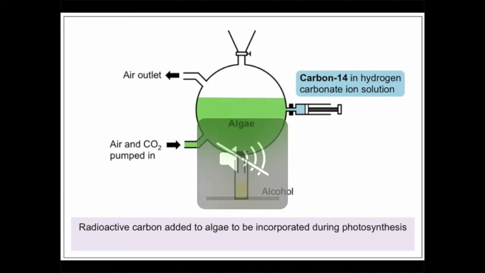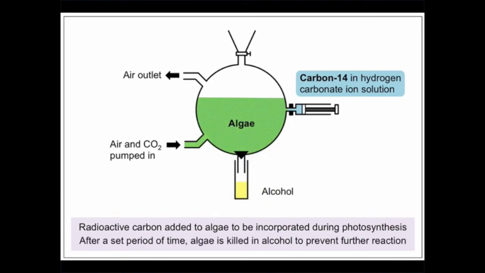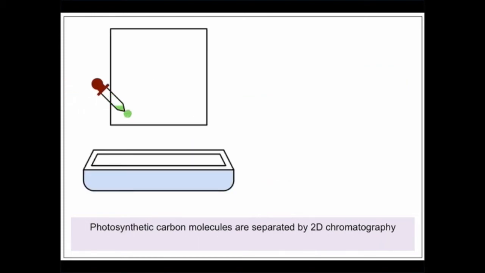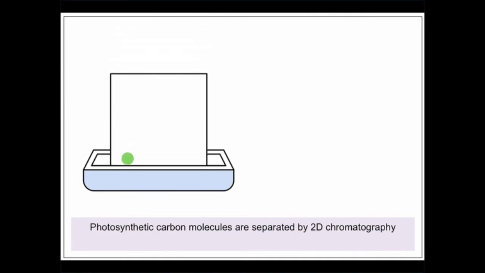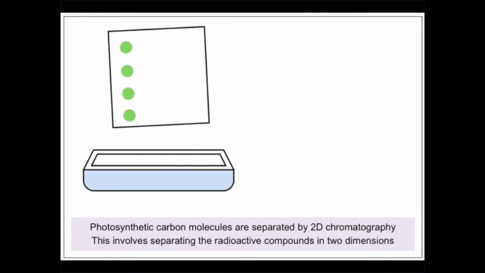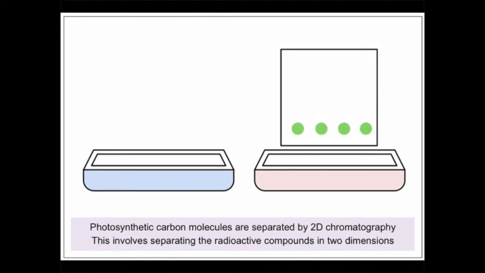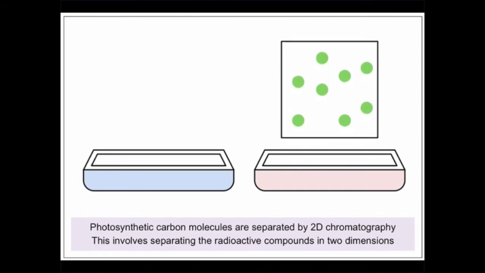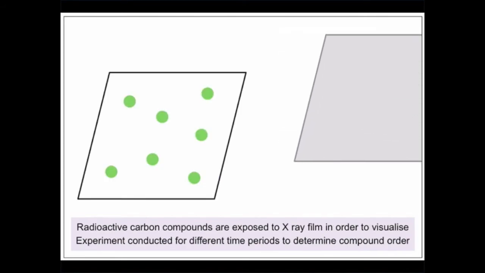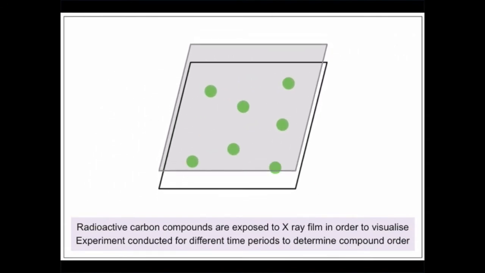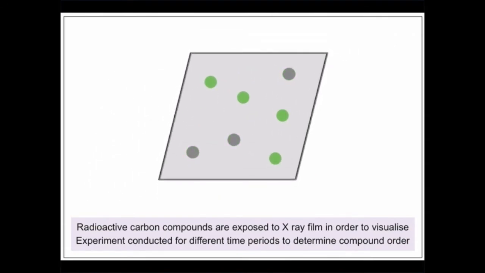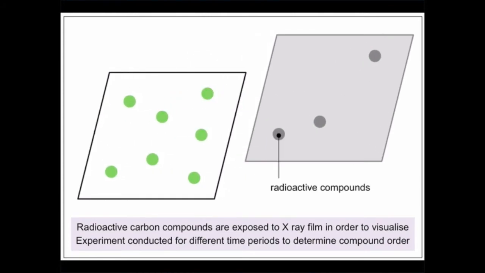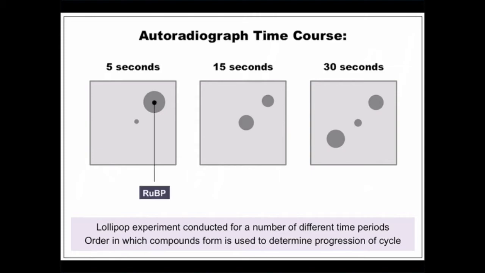Radioactive carbon is added to algae to be used in photosynthesis. After a set period of time, the algae is killed, and then a sample is taken. This sample was separated using 2D chromatography, so it separates all the carbon molecules present. And then another chromatography further separates the different carbon molecules present. And then using autoradiography, which I said is similar to an X-ray, they looked at the type of carbon molecules found in the samples at different time intervals.